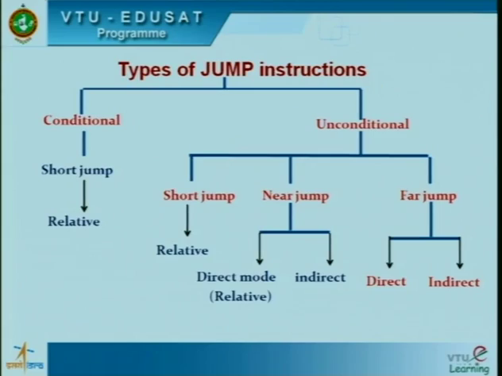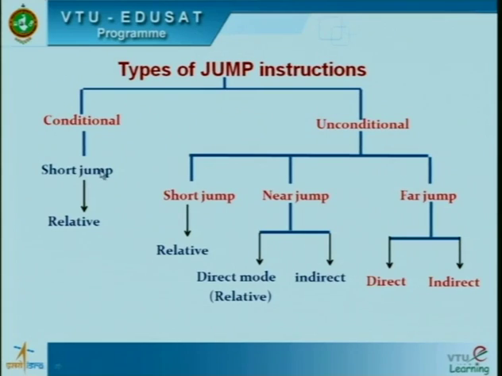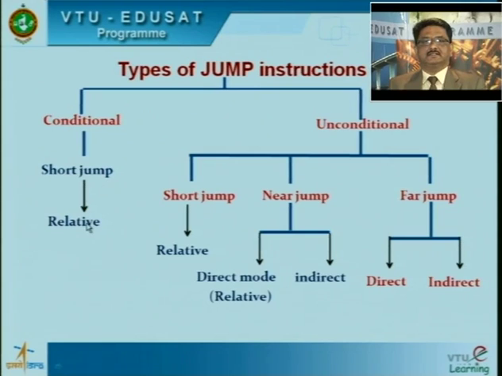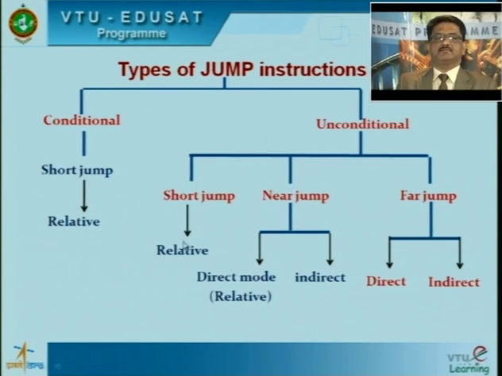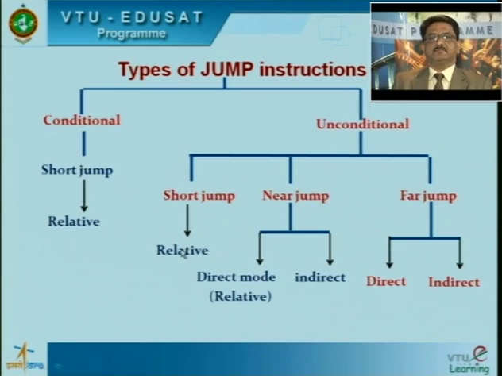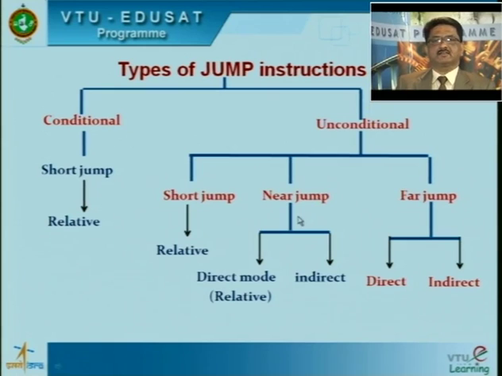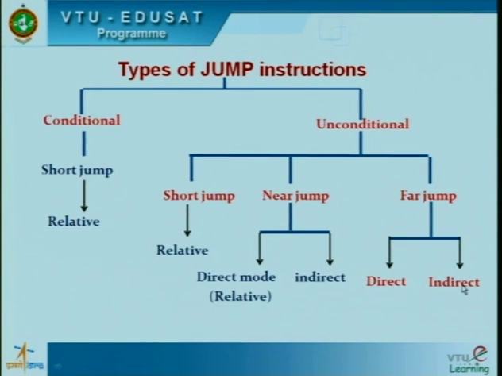Now, just to brief you on what we discussed in the last session, the different types of jump instructions include conditional jump instructions and unconditional jump instructions. Conditional jump instructions have categories like short jump, and they are basically relative jumps. Unconditional jump instructions include short jump, near jump and far jump, where short jump always uses relative addressing, or a relative address calculation concept. Near jump instructions use direct mode and indirect mode addressing, and far jump basically calculates the address based on direct and indirect.